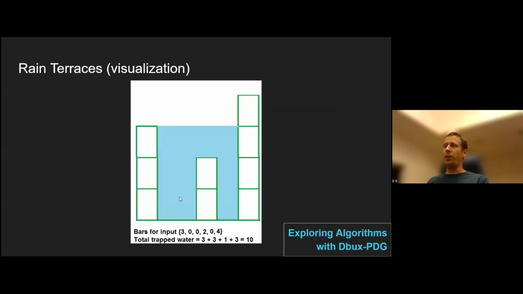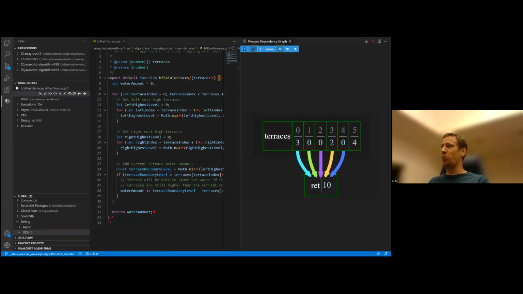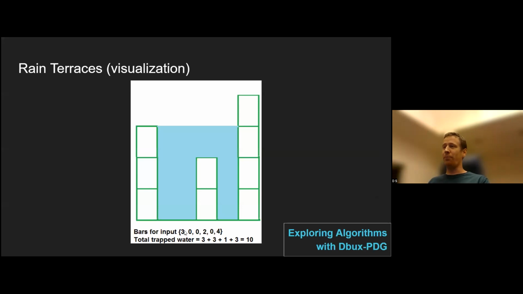Here we go. All right, so this is rain terraces. As you can see, I found a visualization that just maps exactly to what we have here. So we have 3, 0, 0, 2, 0, 4 as inputs. It's exactly the same. This is great. So when you do algorithms, one of the first things I would always recommend is find an existing visualization if it's a common algorithm that is already in existence. If you're trying to learn a completely new kind of algorithms, starting with those visualizations is always very helpful.